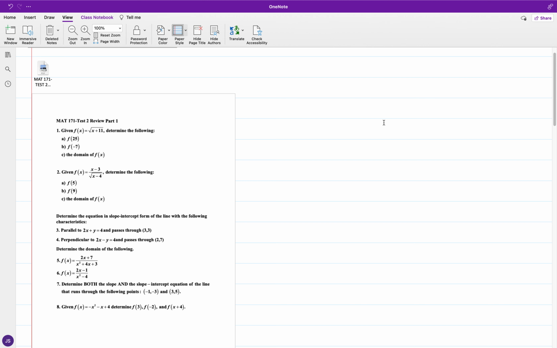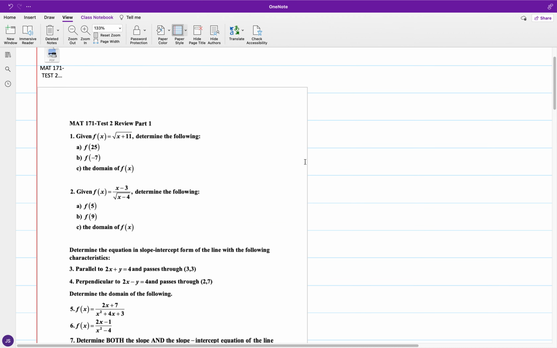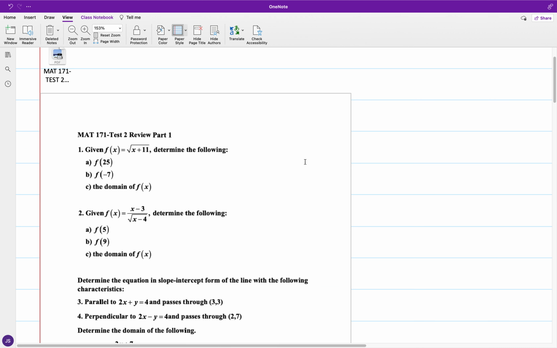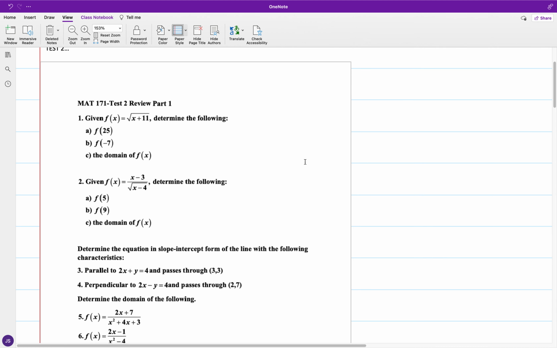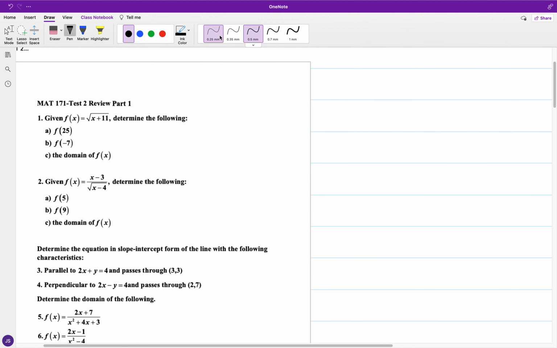Good afternoon. Today we're going to be looking into the Test 2 review set. At the start, we're looking at function values as well as domains of functions in the first part of the Test 2 review guide. With the first problem, we have a given radical function, where f of x is equal to the square root of x plus 11. For parts A and B, we're looking at the determination of function values.